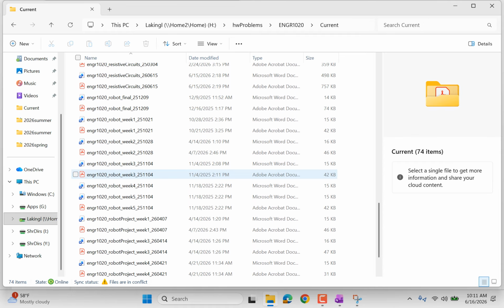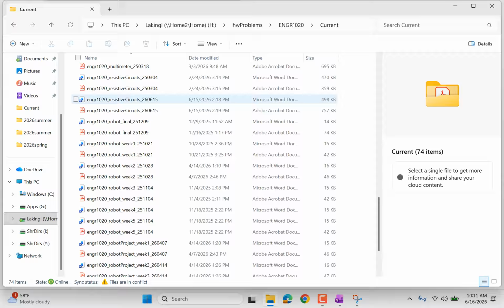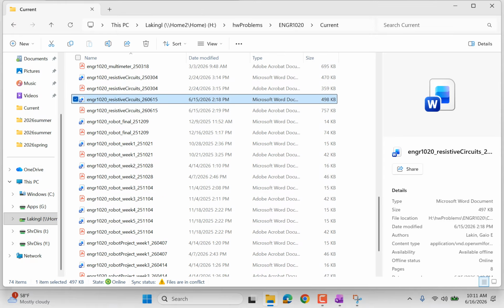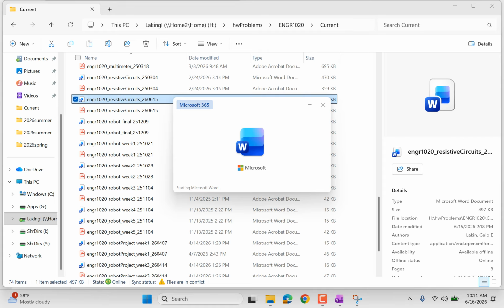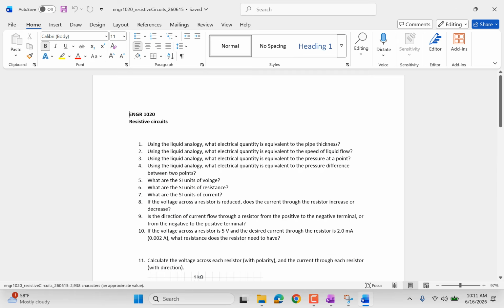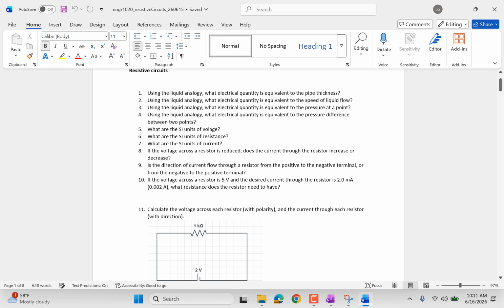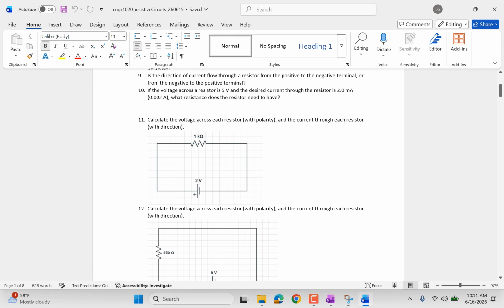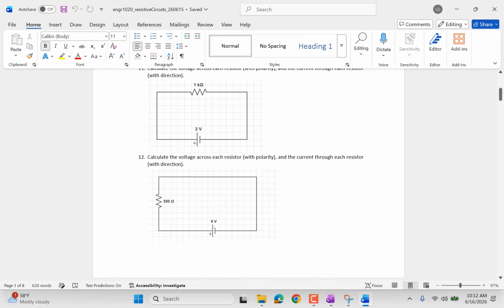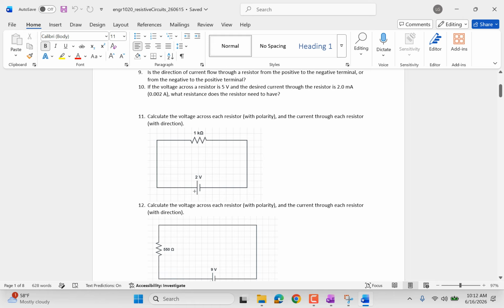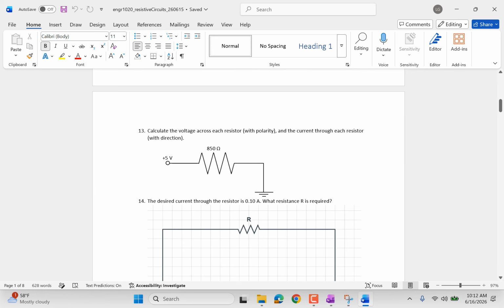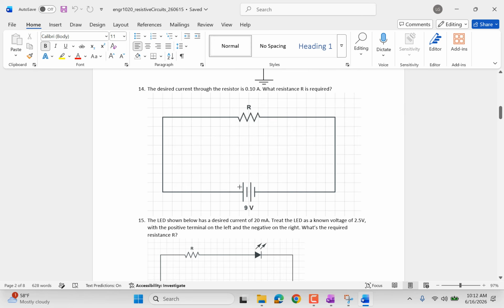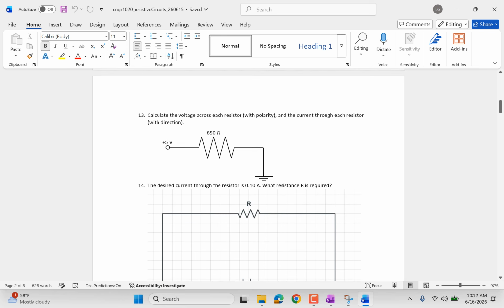So this assignment is resistive circuits. And there's a few questions just jogging your memory to start the assignment. And then there's some where you have to calculate the current and the voltage and the directions. Well, let's do 13 and 15.